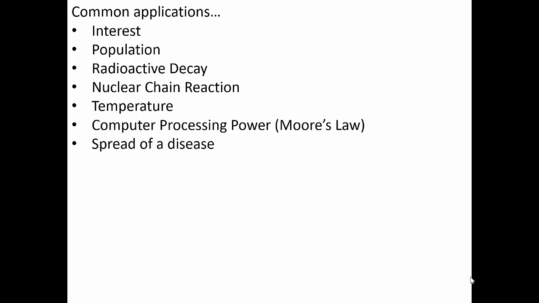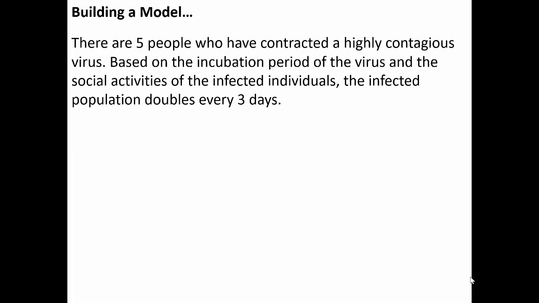Temperature is another example of exponential growth and decay. Computer processing power, something known as Moore's Law. Moore's Law basically says that computer processing increases in speed over time. It increases such that every 18 months or so, processors become twice as fast. So if you buy a computer processor today, wait about a year and a half to 2 years, that computer will be half as fast as the modern computers. Another example of exponential growth and decay would be the spread of a disease. The more people who are sick, the more people they can infect, and the faster that disease will spread through a population. Now, let's take a quick moment and look at that one as an example in order to build a model.